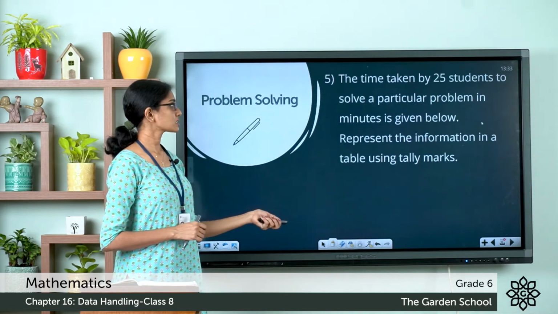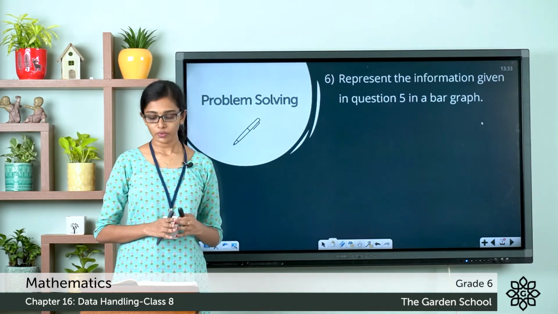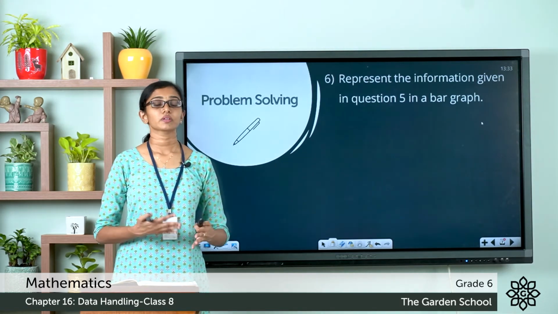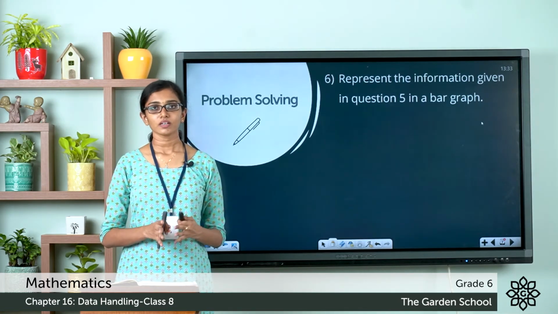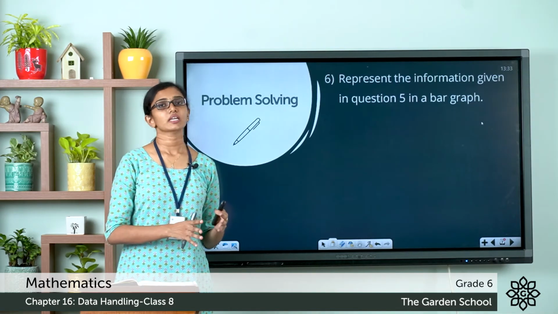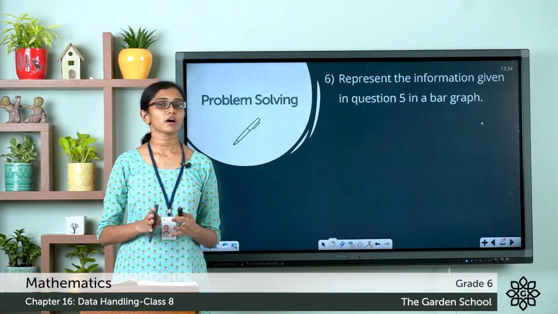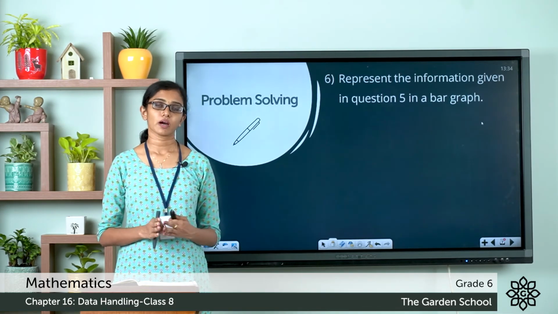Now question number 6 says, represent the information given in question 5 in a bar graph. We know in a bar graph we represent data using rectangular bars. Now that you have the data represented in a table using tally marks, you can easily plot the data onto a bar graph. Make sure you draw the bar graph on a graph paper, and you have to choose an appropriate scale for the bar graph.